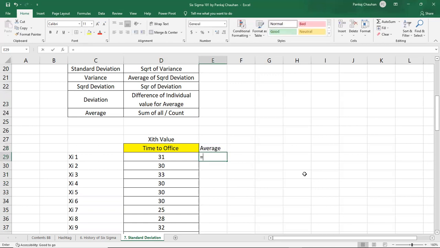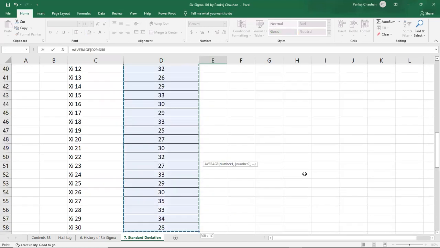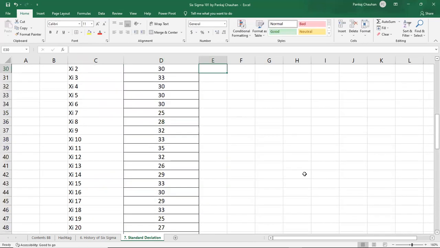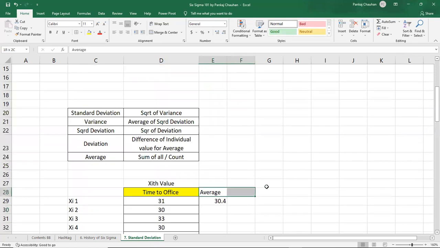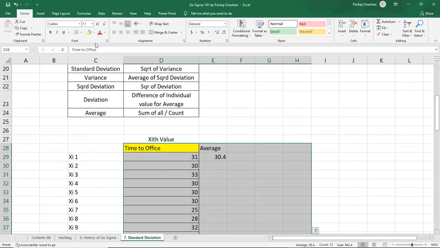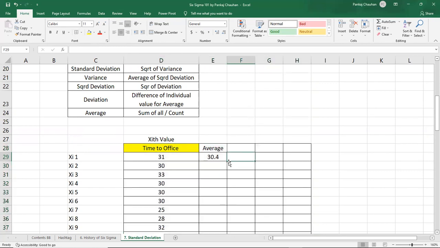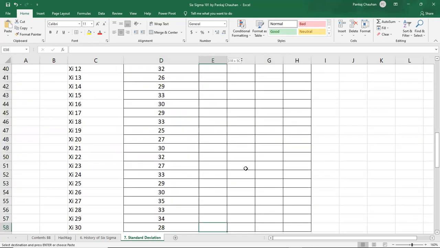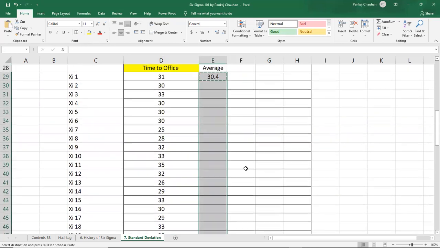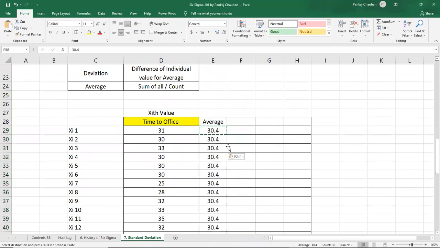Using the Excel formula, I can get the average very easily. And here we go. This value is your average time to reach office, which is around 30.4 minutes as per this calculation. This value I will copy and paste against each of the values. Right click here and paste as values, because otherwise the formula will be copied.